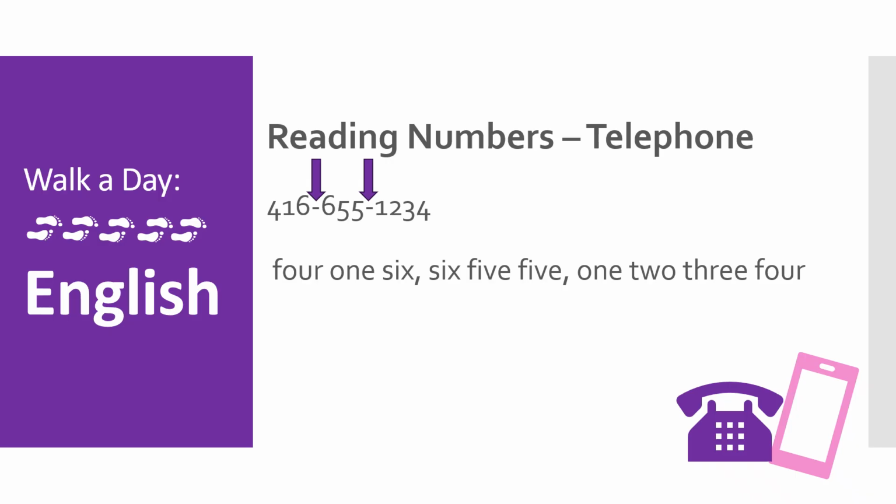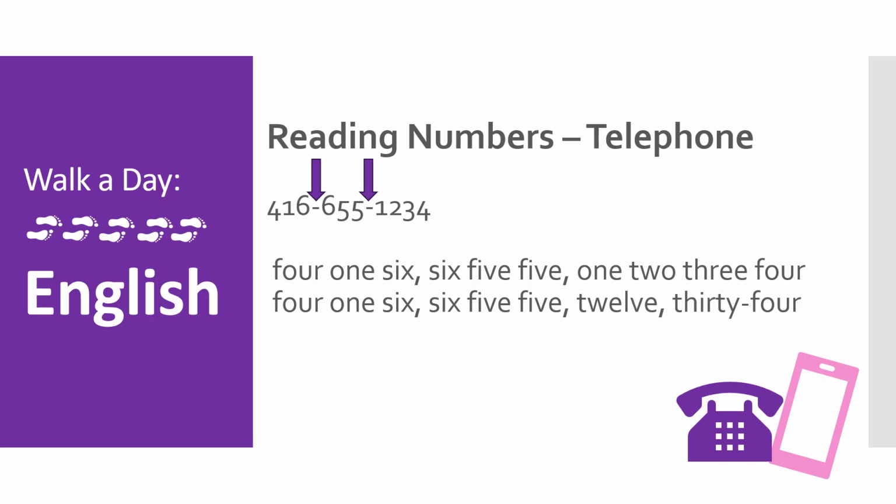416 655 1234. Now, we can say this number a slightly different way. When I have the four numbers at the end, I could make those two two-digit numbers. So it would sound something like this: 416 655 1234. Now I'm only going to do this at the end of my telephone number.